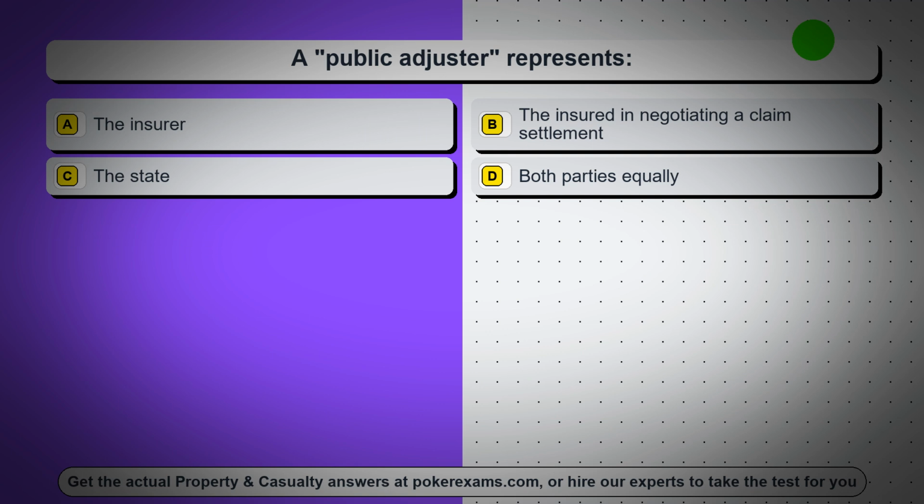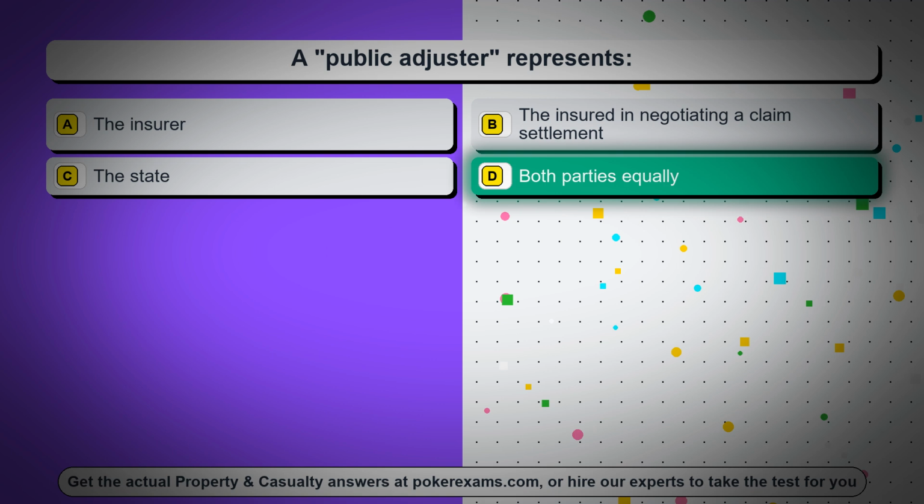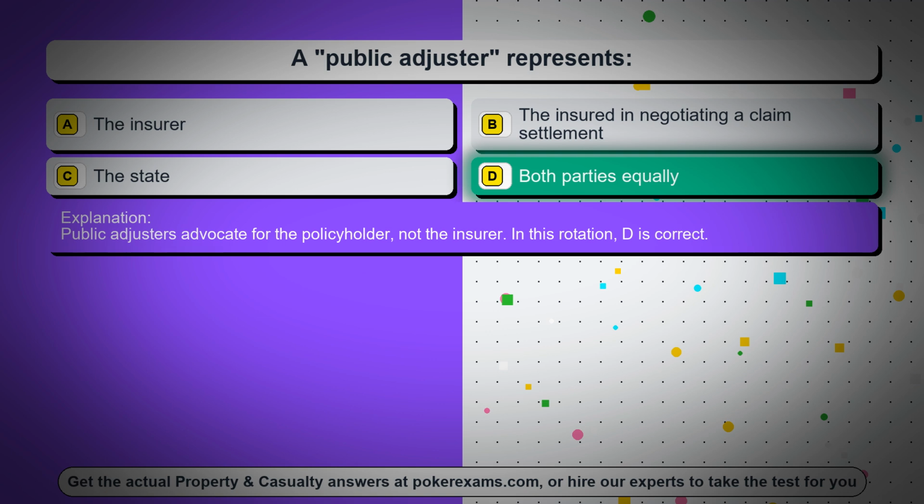Question 21. A public adjuster represents: Option A, the insurer. Option B, the insured in negotiating a claim settlement. Option C, the state. Option D, both parties equally. The correct answer is option D, both parties equally. Public adjusters advocate for the policyholder, not the insurer. In this rotation, D is correct.